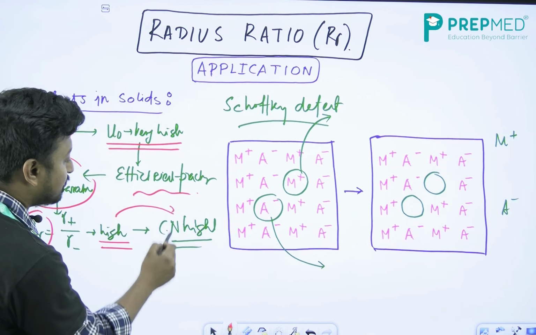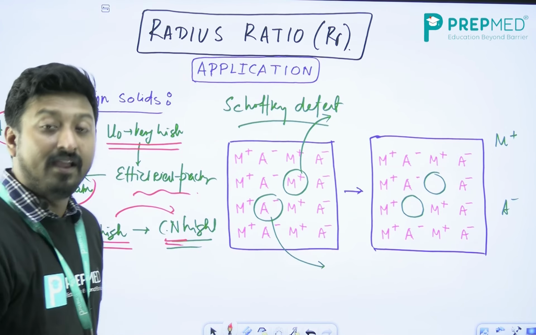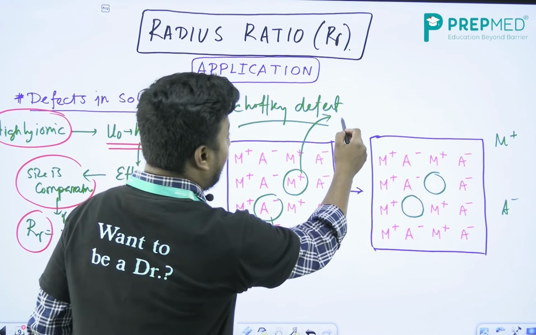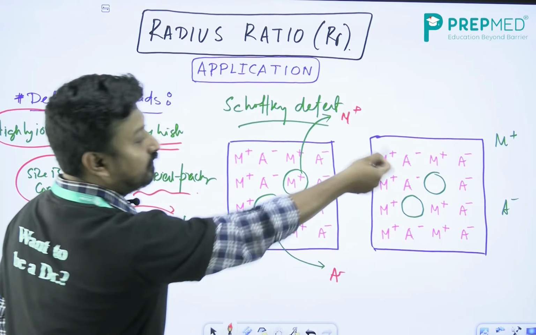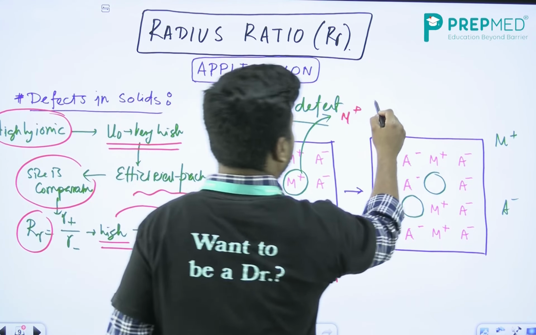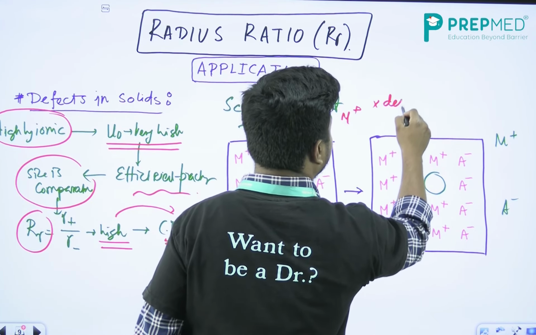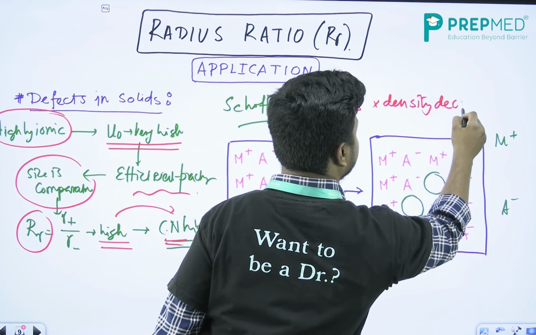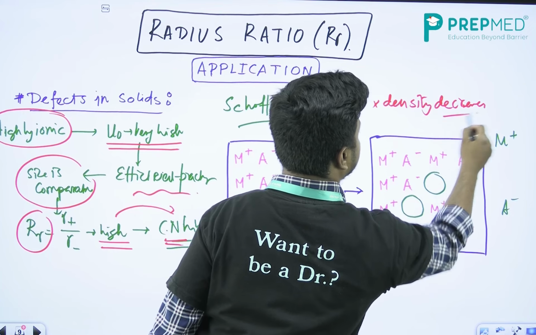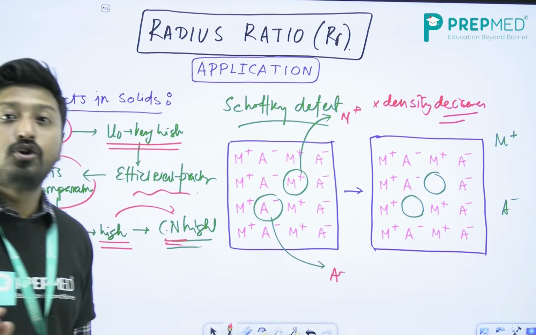And as a result, the coordination number is also very high, which actually leads to ions moving outside of the crystal lattice. And also, you need to note one more point: the density of the lattice decreases. The density of the lattice decreases, right? So this is called the Schottky defect.